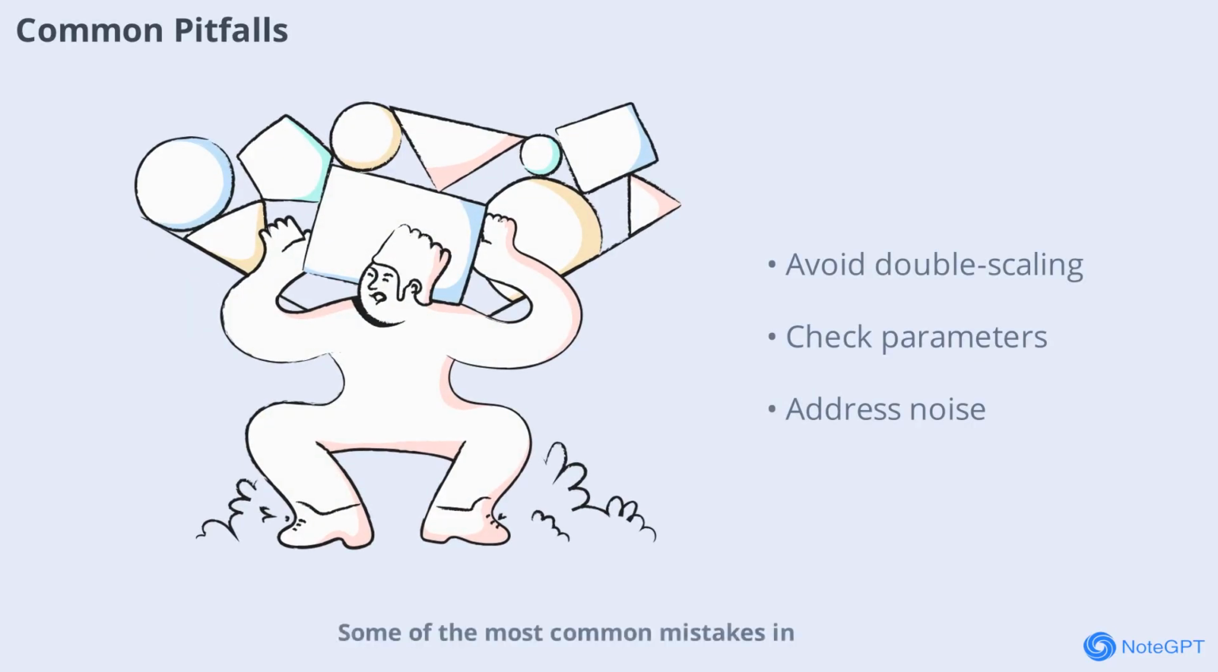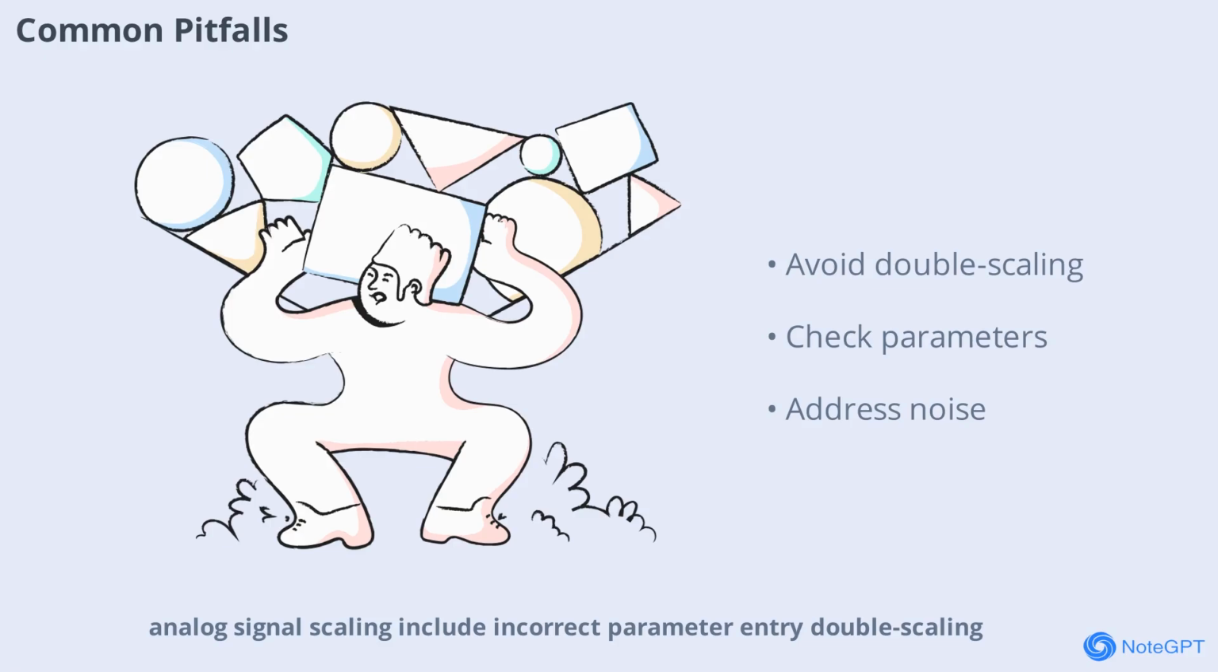Some of the most common mistakes in analog signal scaling include incorrect parameter entry, double scaling, and ignoring signal noise. Being aware of these pitfalls helps prevent costly errors and ensures reliable data.